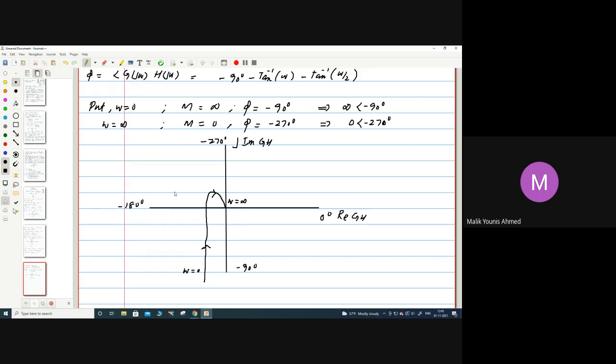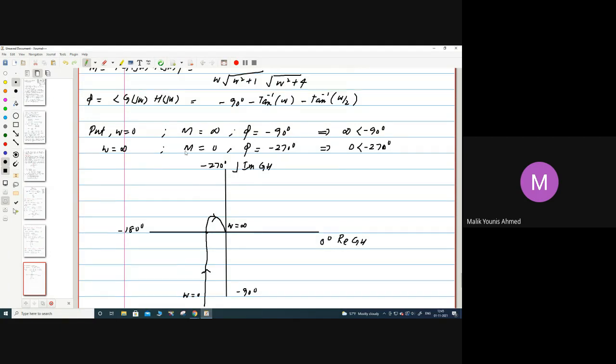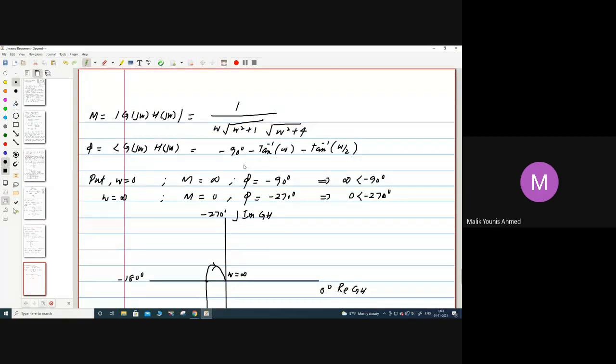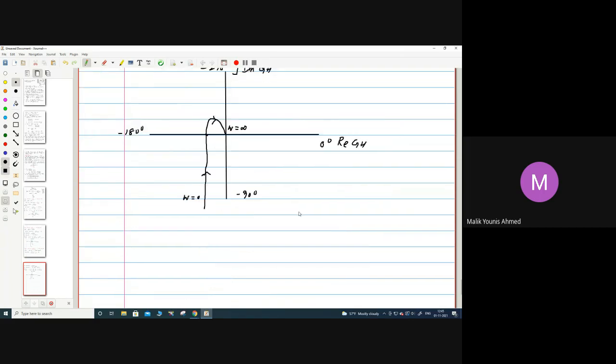Now sometimes what we need to do, if we have to find this point also, we can find this point also. How? Because this is a 180-degree line, and you can substitute in the phase angle condition, equal to minus 180 degree, as I have shown last time. Then you can find the value of omega. I'll repeat it again. If you have to find this point, you can find it.